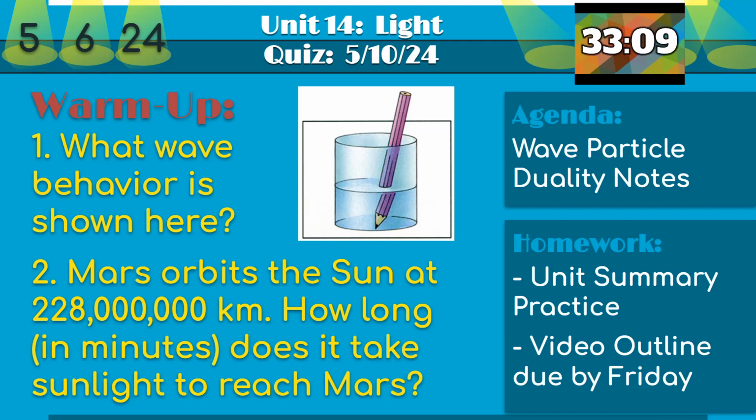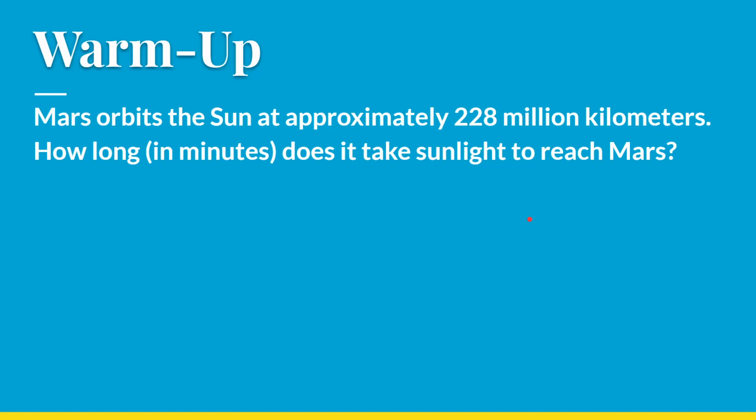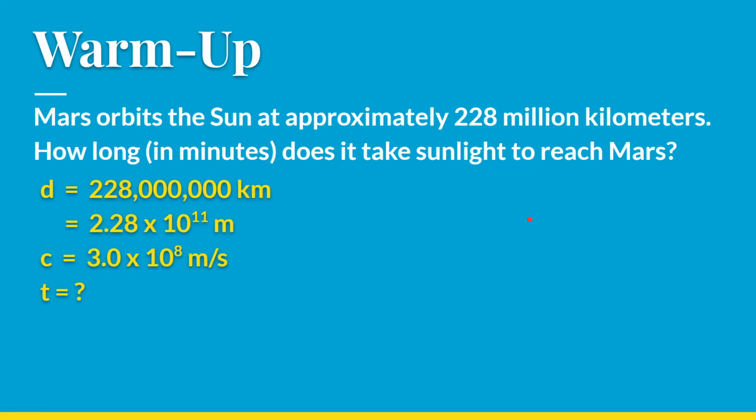Number two, Mars orbits the sun at 228 million kilometers. How long in minutes does it take sunlight to reach Mars? We did a problem like this in our notes last week. And we talked about how the information that we're given here, we don't have time in our wave equation. We know that the speed of light, or the velocity of any wave, is equal to its frequency times its wavelength, but those aren't the variables they gave us.